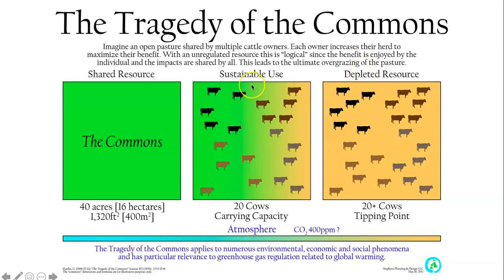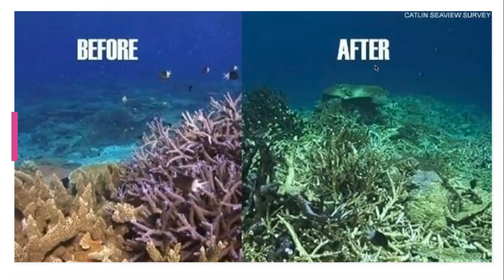So what happens here is that with an unregulated resource, this is logical since the benefit is enjoyed by the individual and the impacts are shared by all. This leads to the ultimate overgrazing of the pasture. And what happens in the fisheries example is the same thing as well. There's really no economic reason not to catch as many fish as possible, especially if there's no fines for catching too many fish. So every individual and every business catches as many fish as possible, and you get a depleted resource because of it.